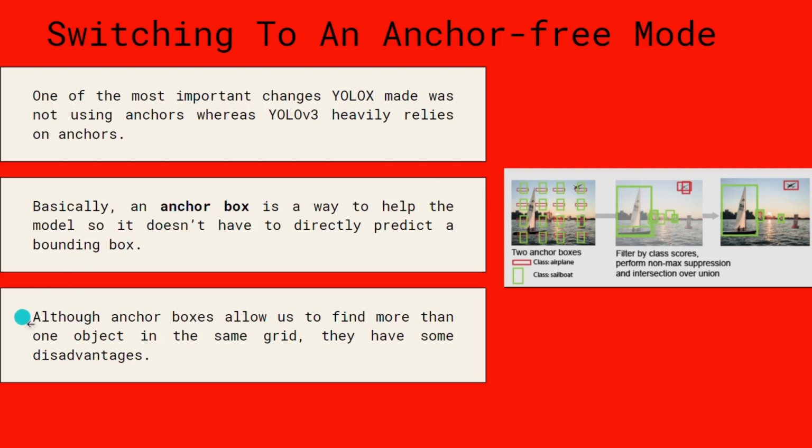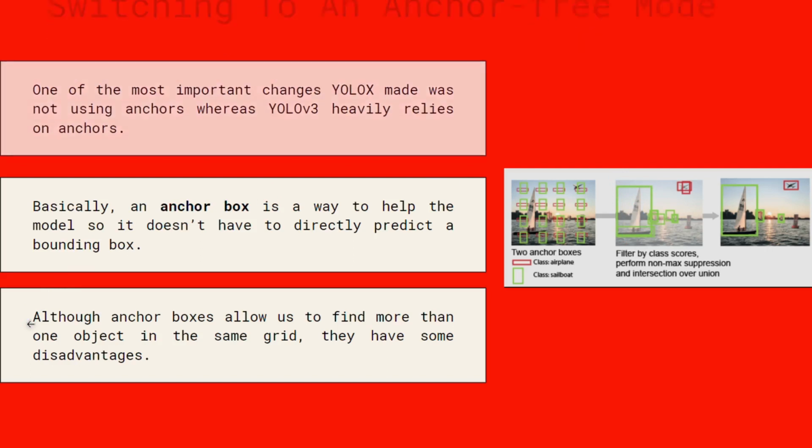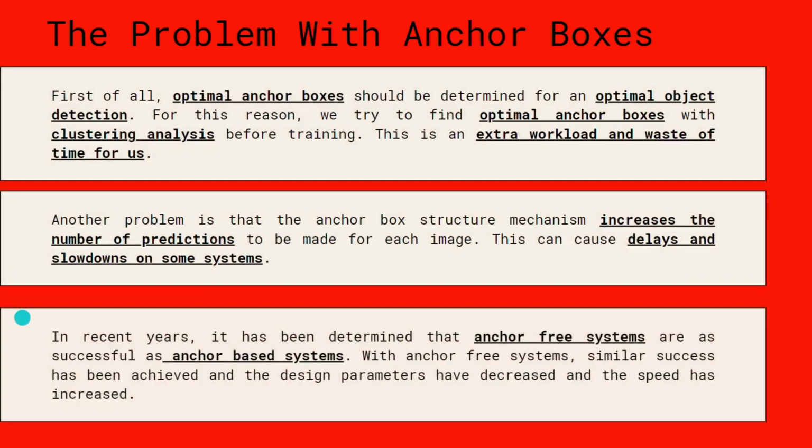Although anchor boxes allow us to find more than one object in the same grid, they have some disadvantages. And on this slide, we're going to discuss the problem with anchor boxes. First of all, optimal anchor boxes should be determined for optimal object detection. For this reason, we try to find optimal anchor boxes with clustering analysis before training.